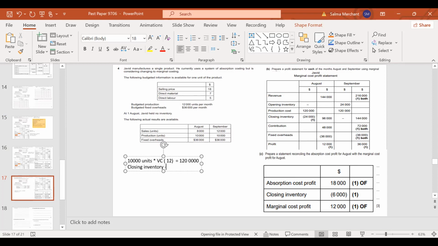Closing inventory of how many units? 2000 units. So you have closing inventory of 2000 units. You will value at which costs? Variable cost. Variable cost is 12.